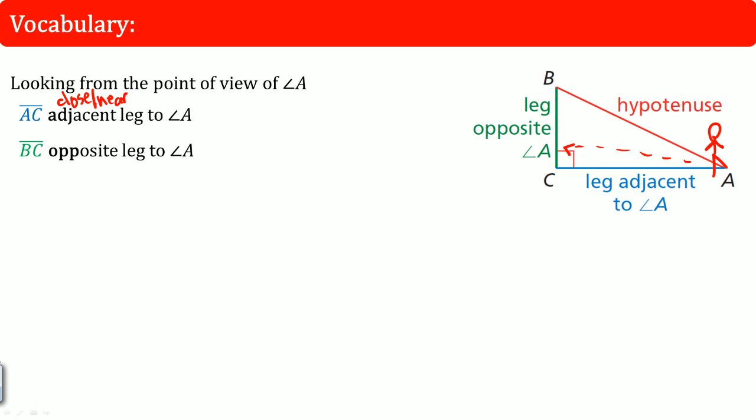Then lastly, you have the unique AB, which is the hypotenuse. The hypotenuse is referred to as your longest side, and that is denoted by being opposite to that 90 degrees. Okay, the hypotenuse here is the red line.